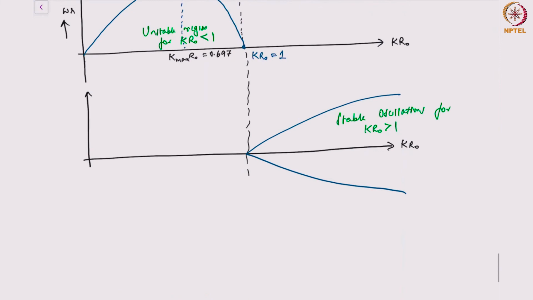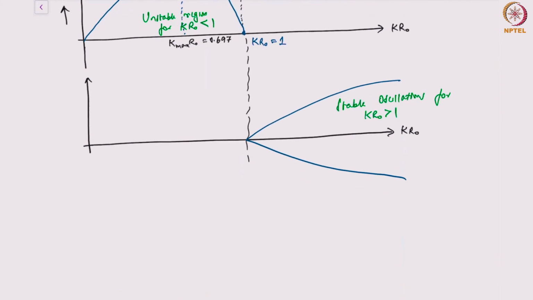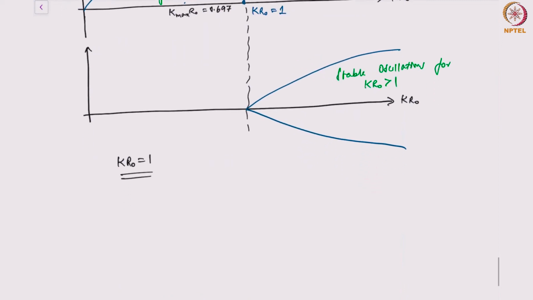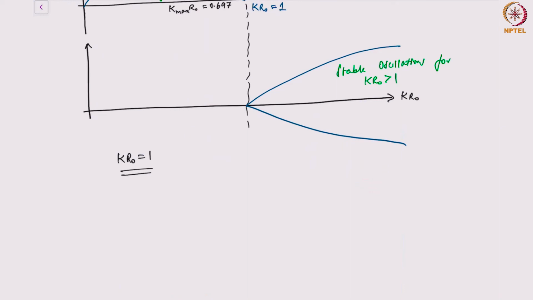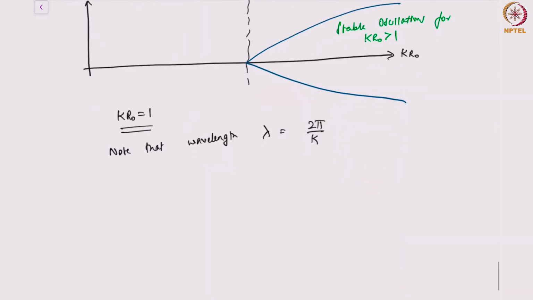Okay. So just to understand what is special about this k r naught, let's look at what the k r naught equal to 1 condition means. If you write the wave number in terms of the wavelength, note that the wavelength lambda is 2 pi by k. So what you now have is that 2 pi by k r naught should be less than 1 for instability.